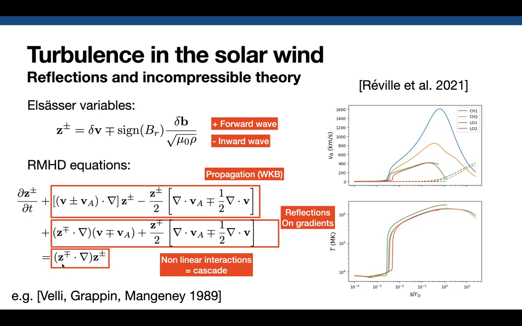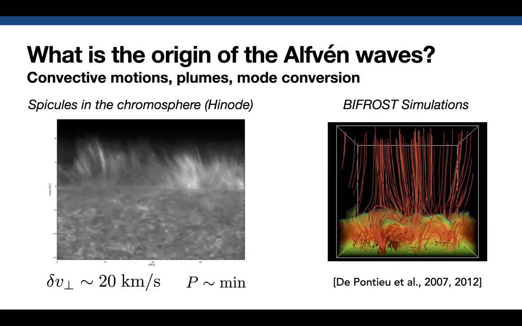And the last term, of course, is the nonlinear interactions and the cascade, which is written really simply here, but which is essentially responsible for the heating of the solar wind in this theory, right?